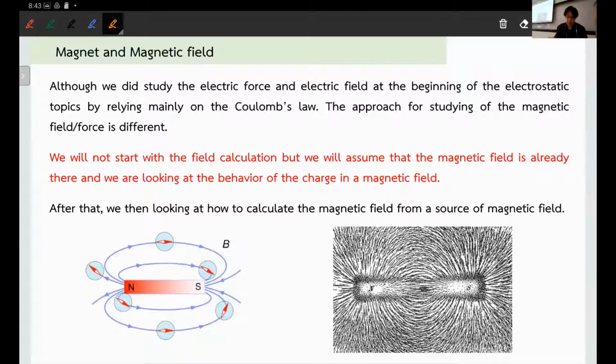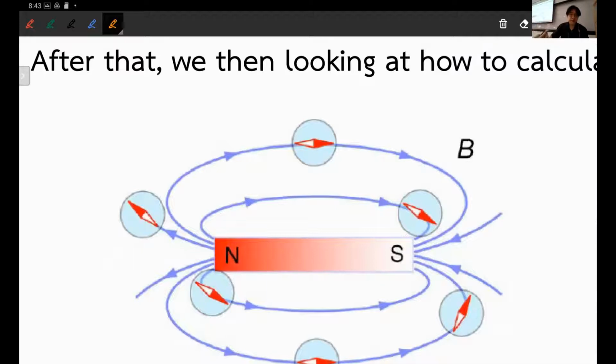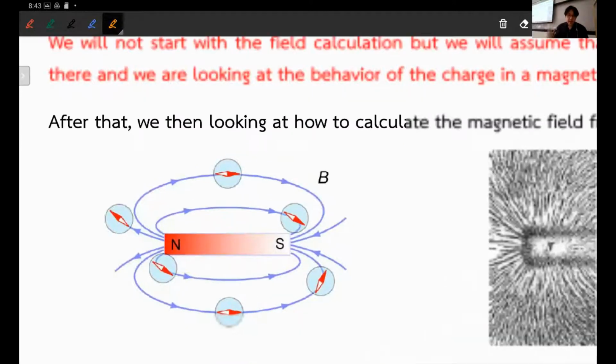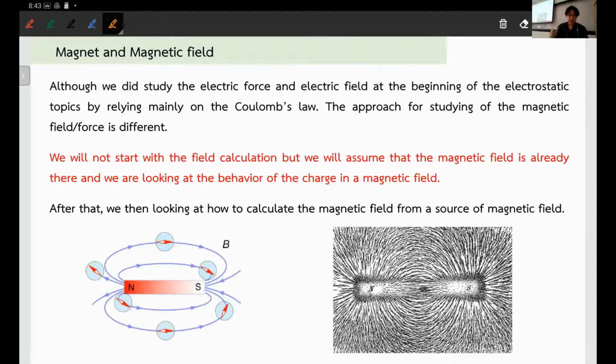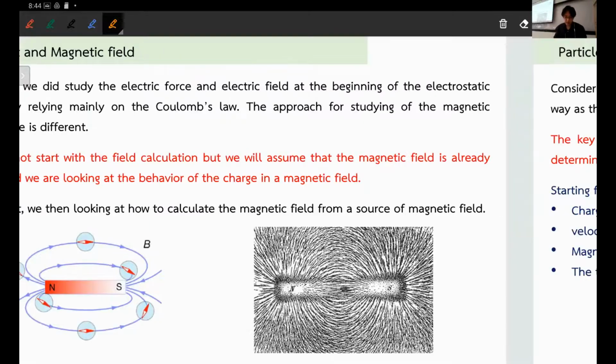Even though everyone knows that if you put a compass in a magnetic field, the compass will try to line up with the field, that is a known property. But the rotation of the compass due to the magnetic field is actually not an easy thing to calculate. You have to calculate what is happening to those compasses in the magnetic field. So we first have to learn what is happening to a particle in the magnetic field before you will eventually know why the compass behaves that way. So that's what we're going to start with.